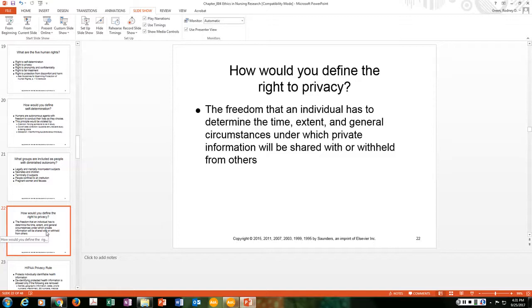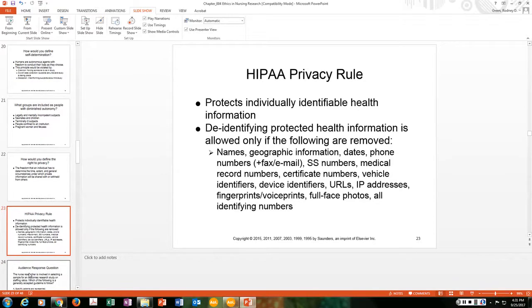Right to privacy. Right to privacy is the freedom that an individual has to determine the time, extent, and general circumstances under which private information will be shared or withheld from others. The HIPAA Privacy Rule protects individually identifiable health information.